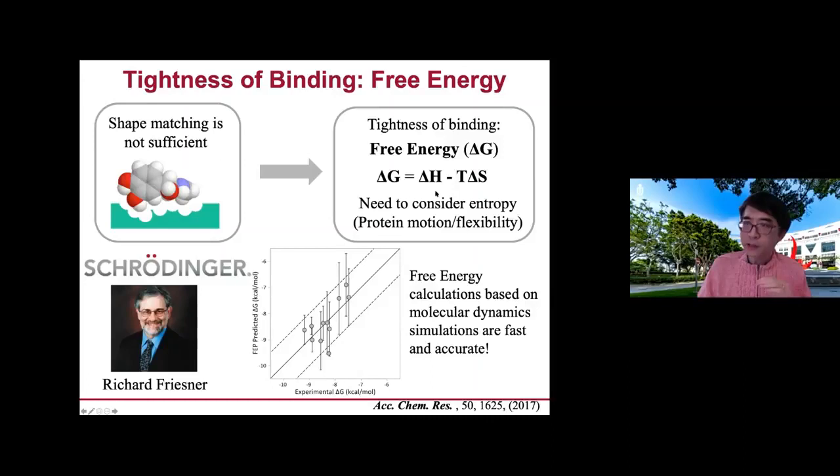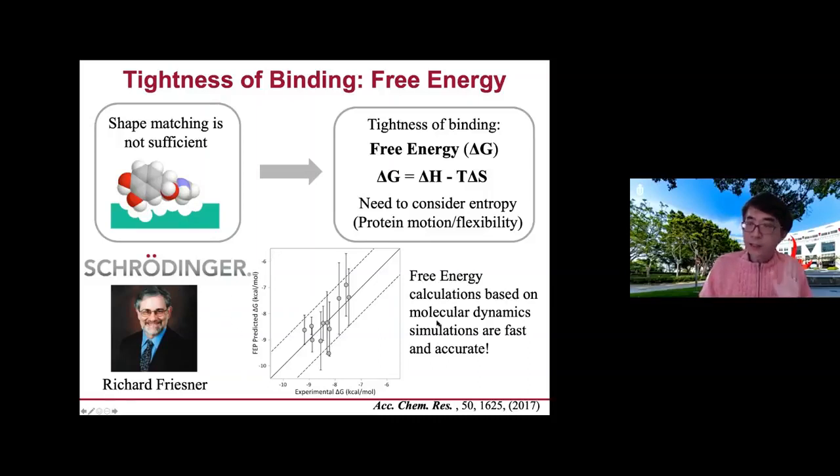And the free energy is related not only to the enthalpy, but also to entropy, right? What is entropy? Entropy is a characterization of the disorderliness of the system, and that is naturally related to the protein motion and flexibility. The more flexible the protein is, the higher the entropy is, right? So there is a company called Schrödinger, founded by a professor, Richard Friesner from Columbia University, and the company focuses on developing this calculation of free energies, to accurately estimate the tightness of binding based on the simulation of protein motion, right?